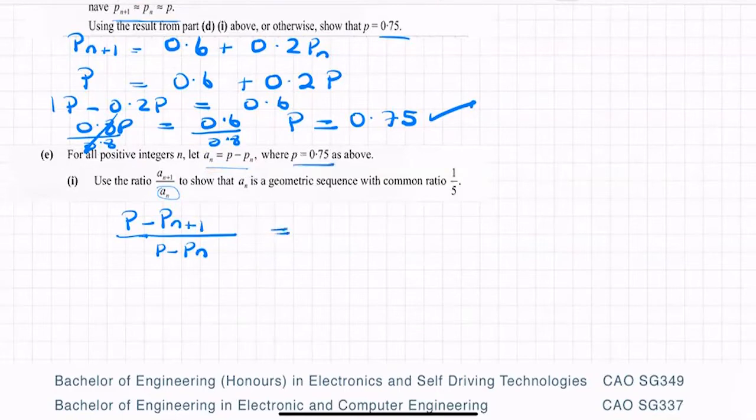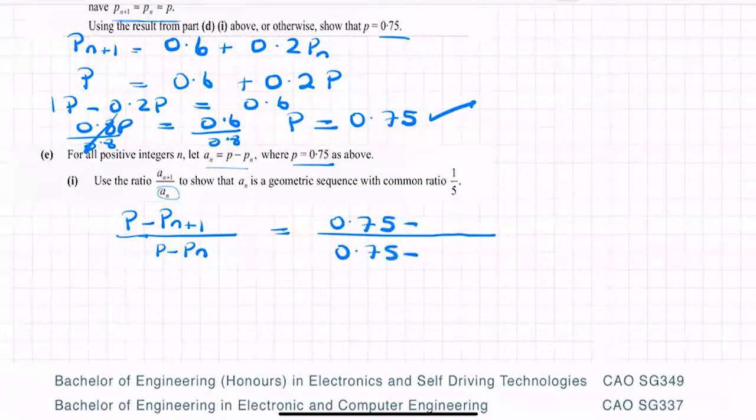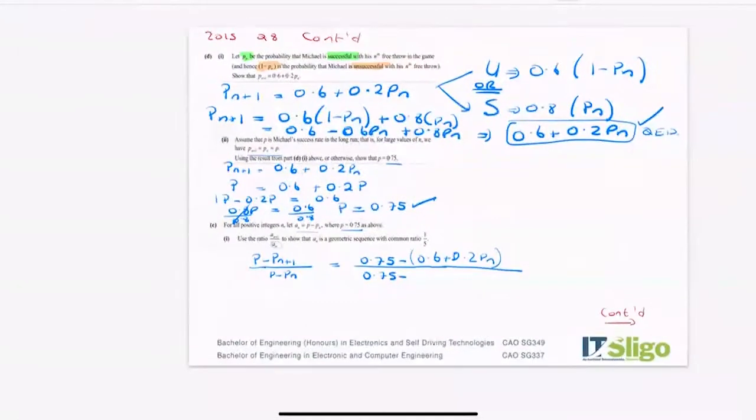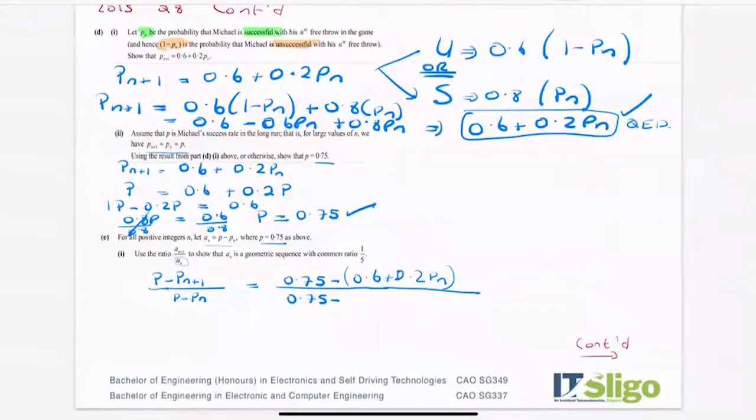What's that equal to? Well, p is 0.75. So 0.75 minus p of n plus 1. Have we a term for p of n plus 1? We do, we have it here. So that's minus 0.6 plus 0.2 pn. And then pn, on the other hand, is pn. Not too much I can do with that.